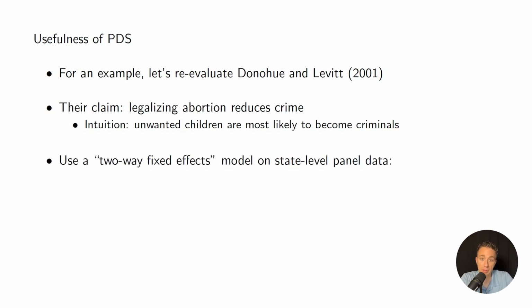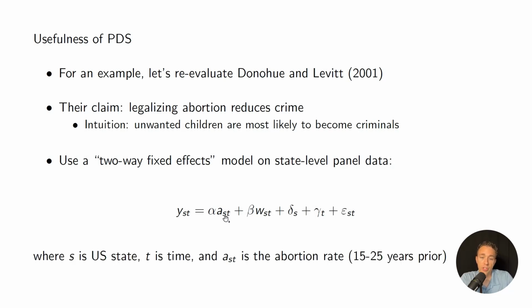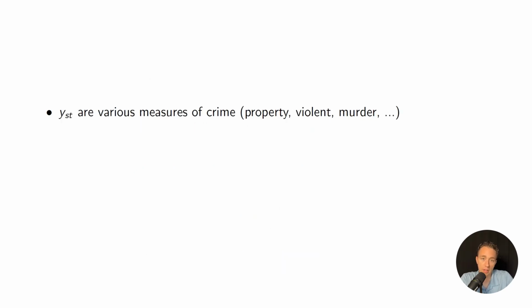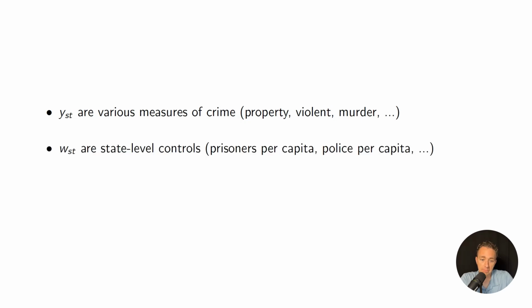So the original paper did a two-way fixed effects model with year and state fixed effects. And the data was at the state level, and it looked at different crimes and different abortion legalization policies and so forth. So they're looking at the abortion rate in the state as the treatment variable, and then they have state and time fixed effects, and then some covariates here. And the outcomes are different measures of crime. And then the W's are going to be different state level covariates.